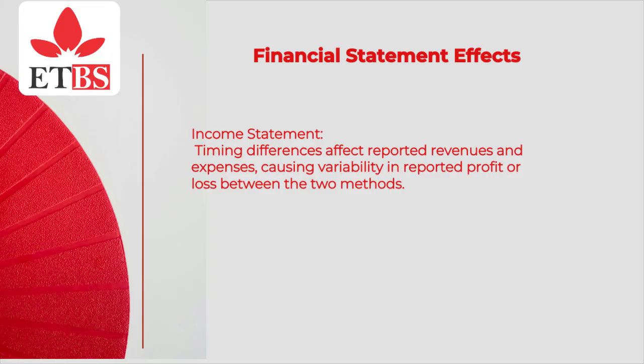Common types of adjusting entries: accrued revenues, revenues earned but not yet billed or collected. Accrued expenses, expenses incurred but not yet paid or recorded. Deferred revenues, cash received before services or goods are delivered. Prepaid expenses, payments made in advance for services or goods to be received in the future. Depreciation, systematic allocation of the cost of tangible assets over their useful life.